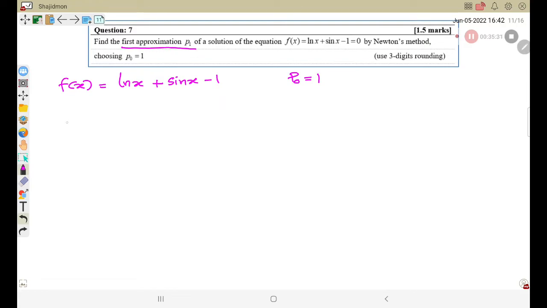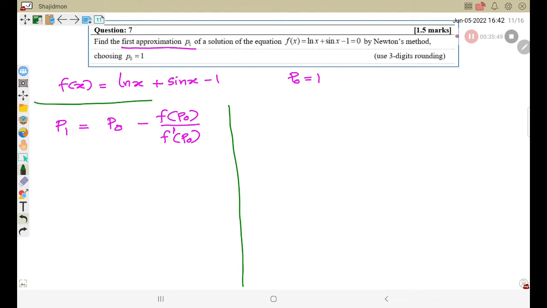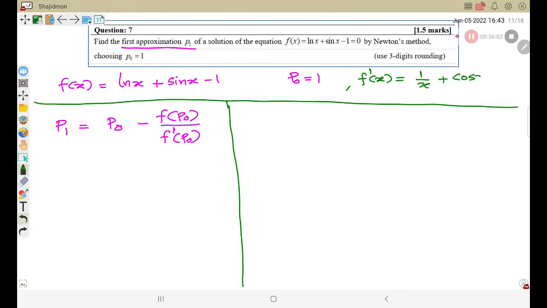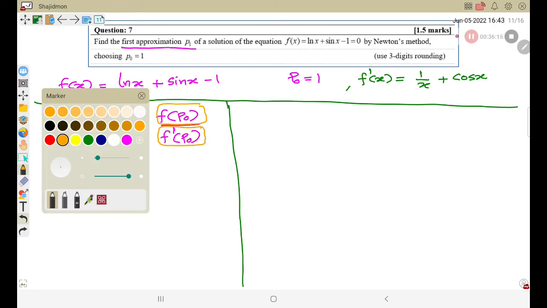So what is the rule for P1 in Newton's method? P1 equals P0 minus f of P0 divided by f dash of P0. Now, just to calculate the derivative at the beginning so that you can do the question easily. What is the derivative of the function? f dash of x equals ln x derivative 1 over x, sin x derivative cosine x, minus 1 derivative 0, no need to write, correct? Now we will go to the P1, P0 minus f of P0. We need to calculate f of P0 and f dash of P0 separately.